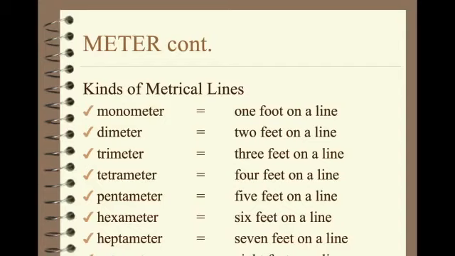1 foot on a line would be a monometer. 2 feet on a line is a dimeter. 3 feet on a line is a trimeter. 4 feet on a line is a tetrameter. 5 feet on a line is a pentameter. 6 feet on a line is a hexameter. 7 feet on a line is a heptameter. And 8 feet on a line is an octometer.